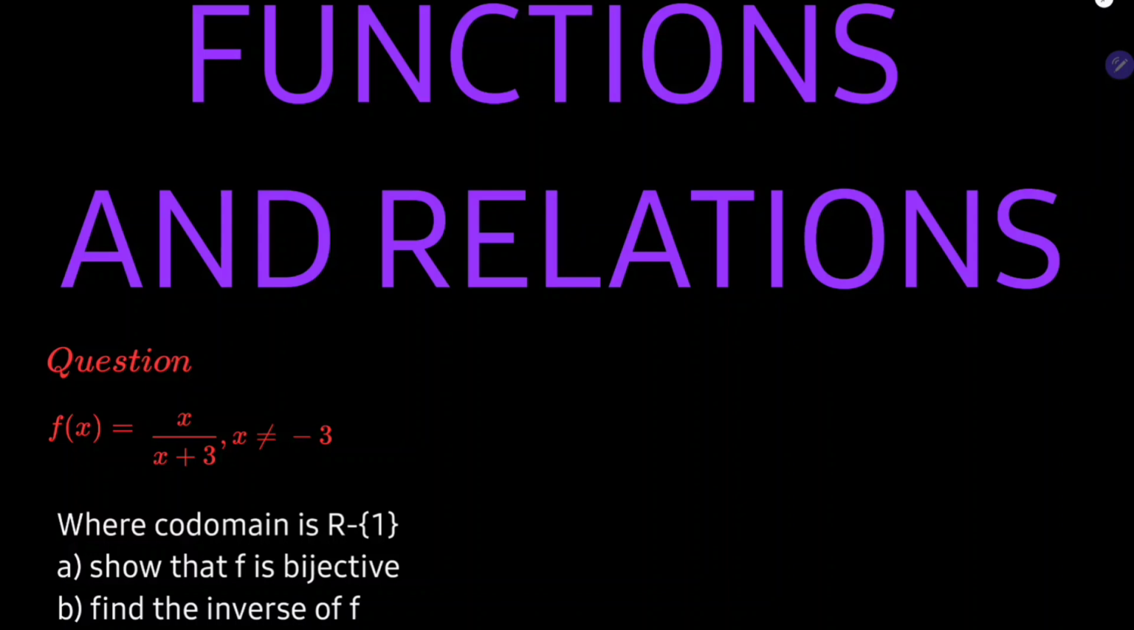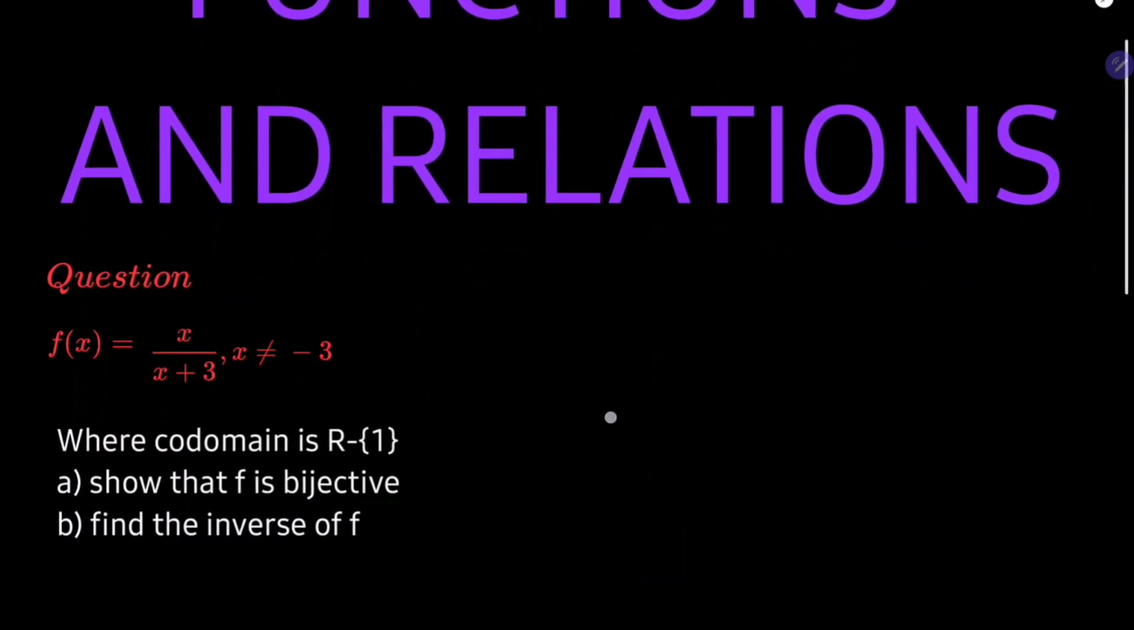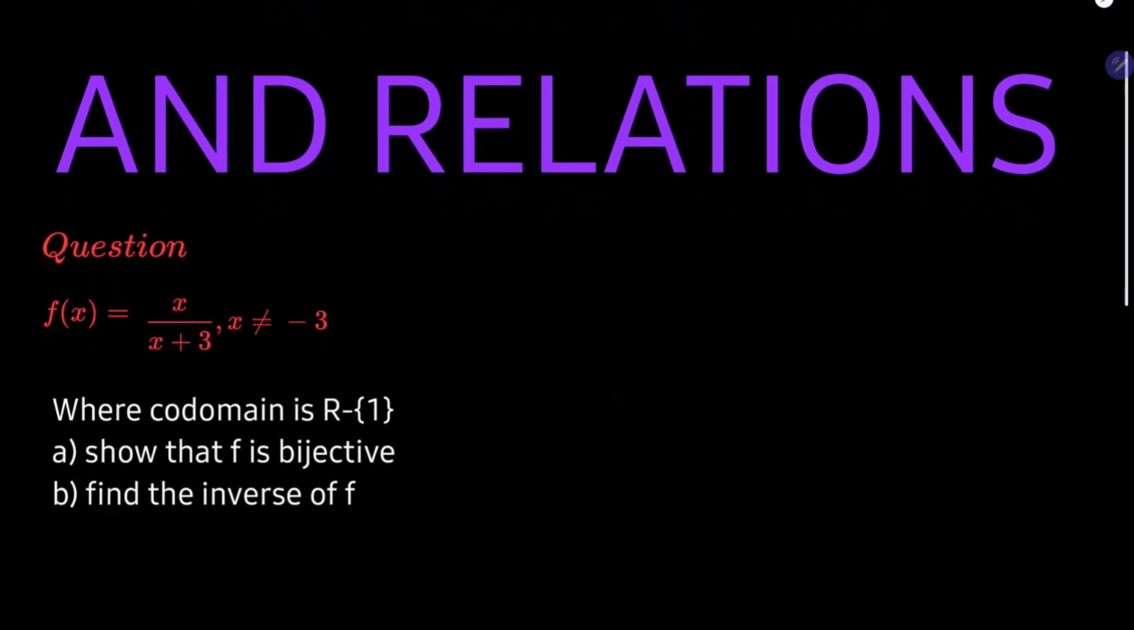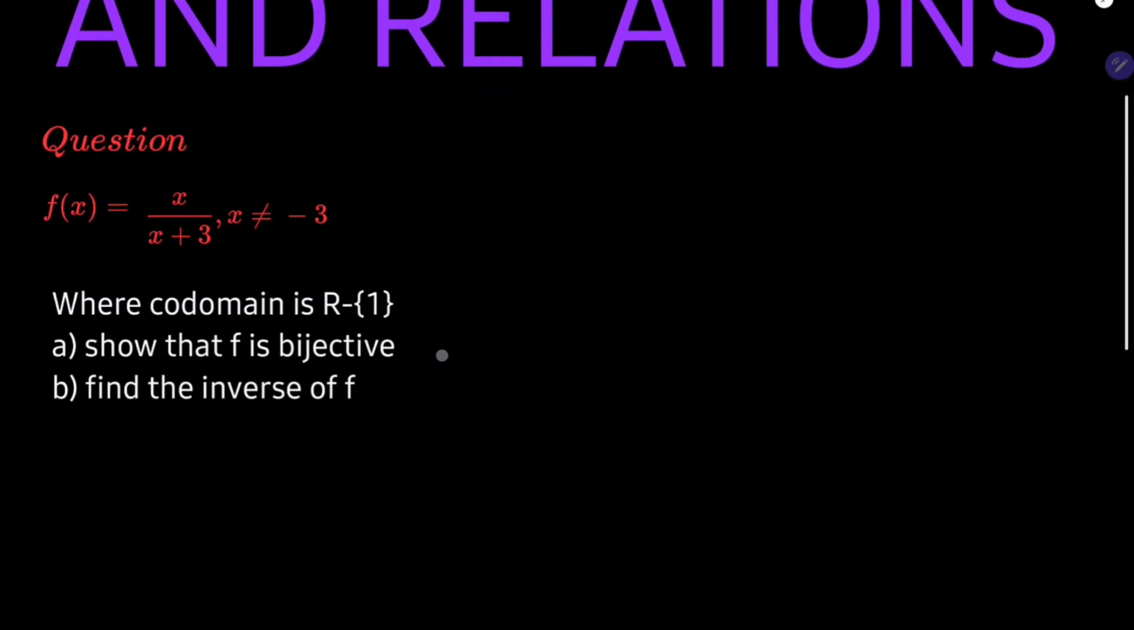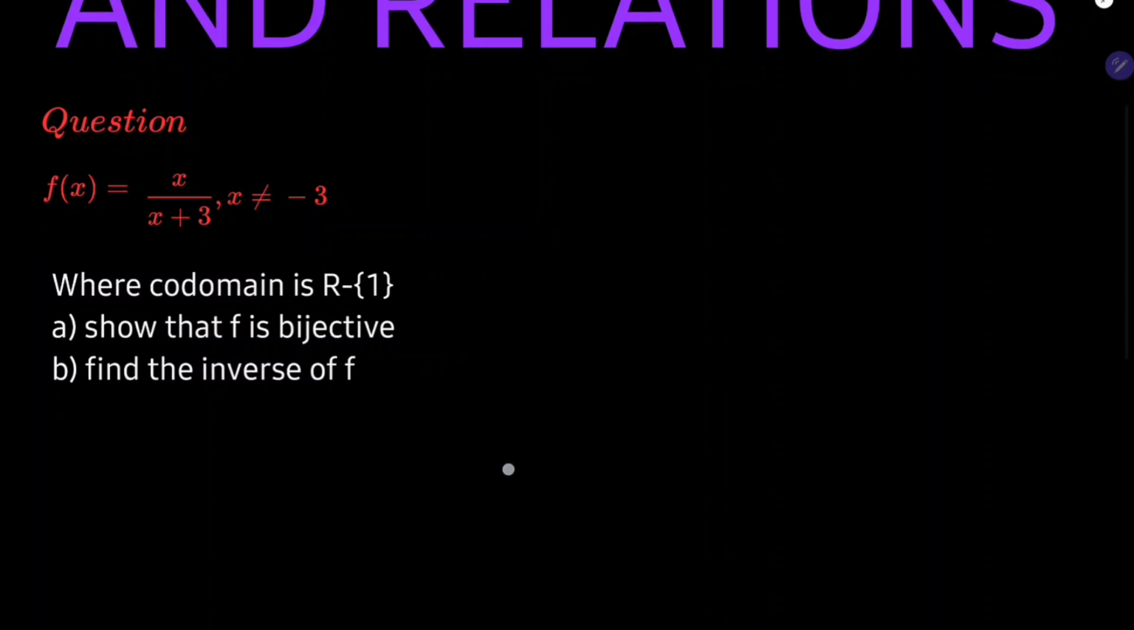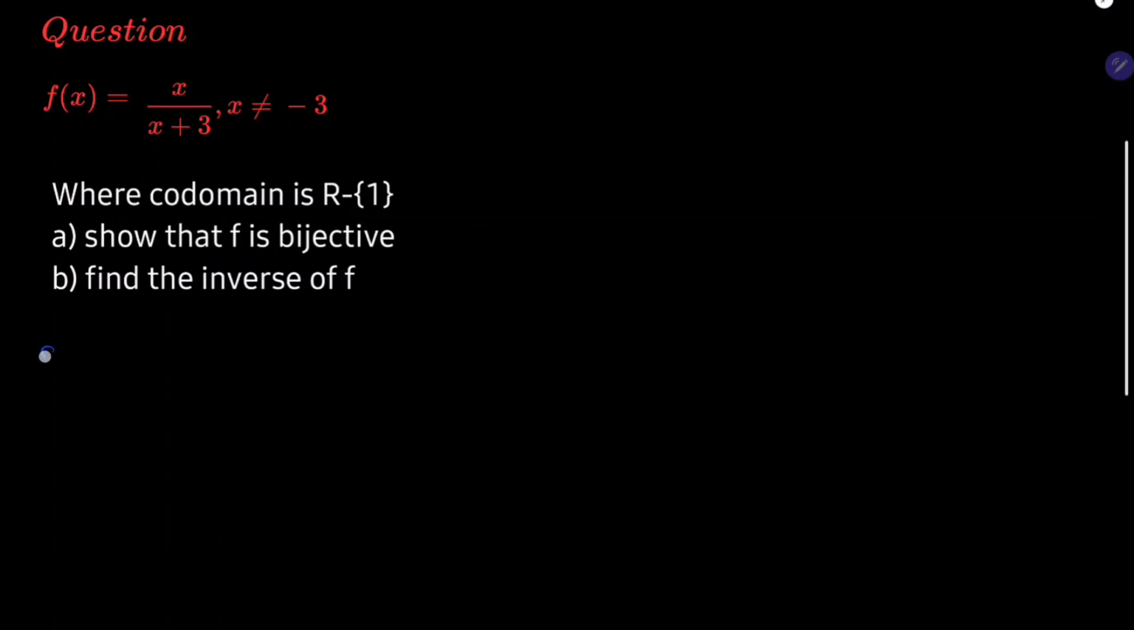In this video, we are going to solve a question under bijectivity and the inverse of functions. The question says f of x is equal to x on x plus 3, where x is not equal to minus 3, and it is said that the codomain is 1. So we are to show that f is bijective, that is A, and B says find the inverse of f. Okay, let's start with the A part, which is to show that f is bijective.